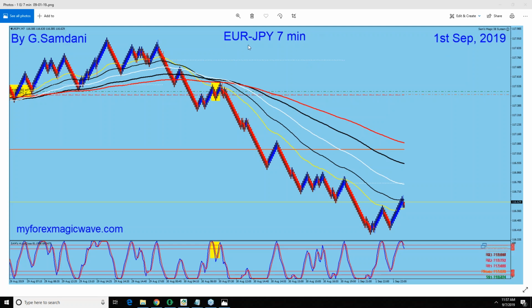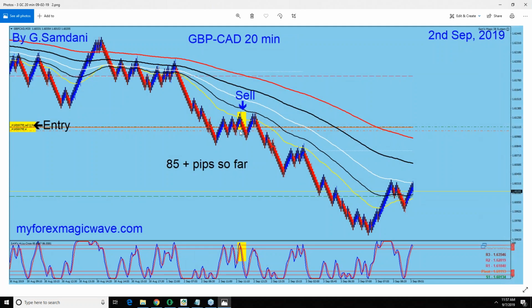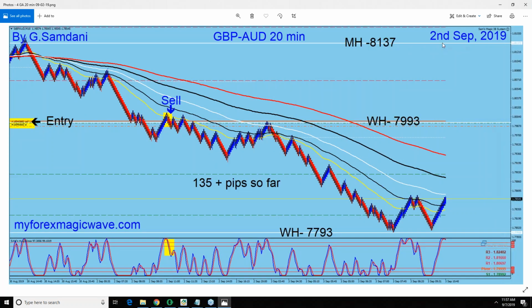On September 1st, Euro Yen, short side, and then on September 2nd, pound CAD short setup here, and this is also taken. This one was also taken from the other computer right there. So this was an entry, and this is an entry as well. And there are a couple more on September 2nd, pound Aussie. This is all pound trades to the downside because of pound weakness. So that's a beautiful entry here. It was another entry here, all the way down to 135 pip.